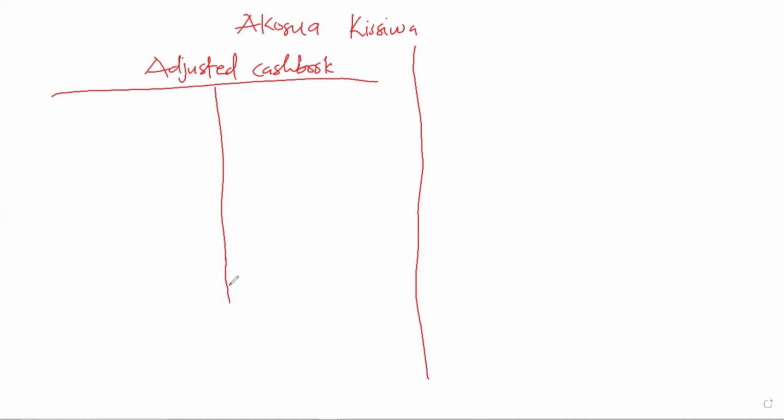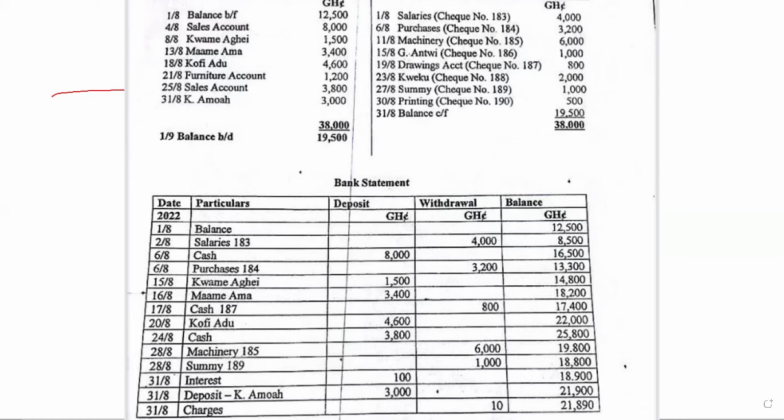So when you have this, you start with the opening balance. That is the closing balance, which is in the cash book that has been given to you. When you look at the cash book, there is a closing balance over there. That's the balance brought down. The last balance brought down will be the opening balance for your adjusted cash book.